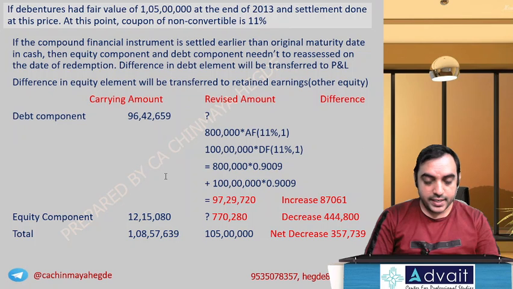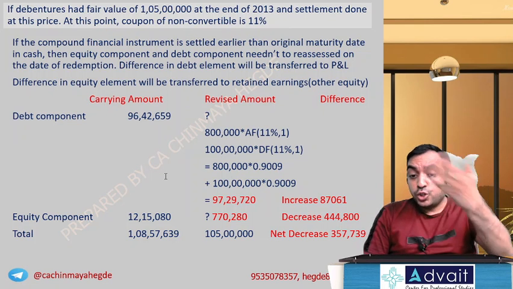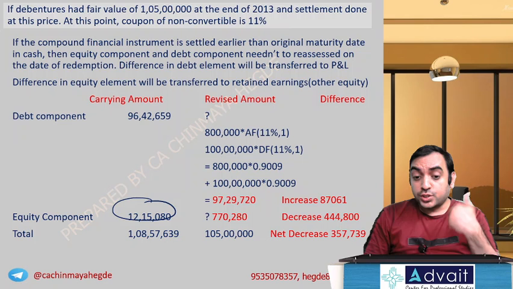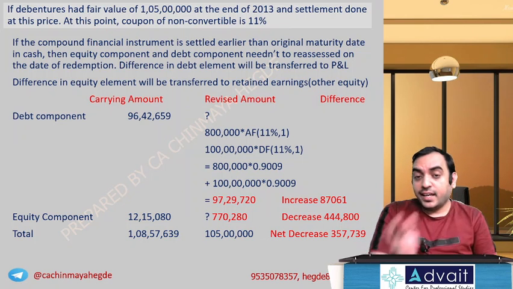So, two retained earnings. The difference, profit amount relevant for the equity component. How much you got? 4,44,800. Because liability reduced. Let me show you once more. Out of 12 lakh 15,080, you settled only 7 lakh 70,280. Let me explain once more. Please concentrate in case you have not got it earlier.